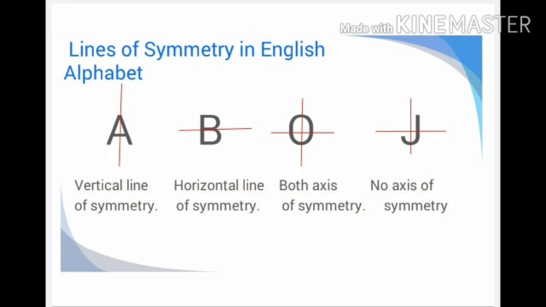Now in alphabet J, as you can see here, we cannot divide J into two equal halves. So the alphabet J cannot have any line of symmetry. But here I have drawn just to show you that J cannot be divided into two equal halves. So J will not have any line of symmetry. So no axis of symmetry. Clear?